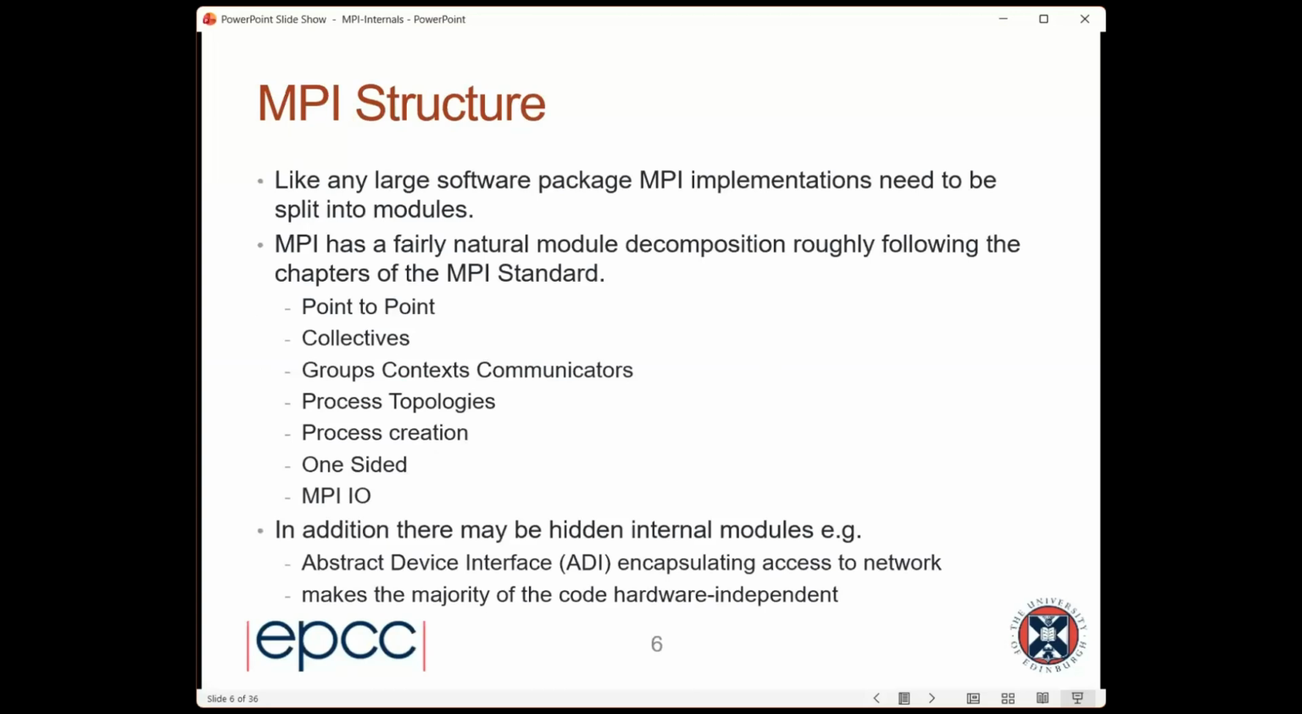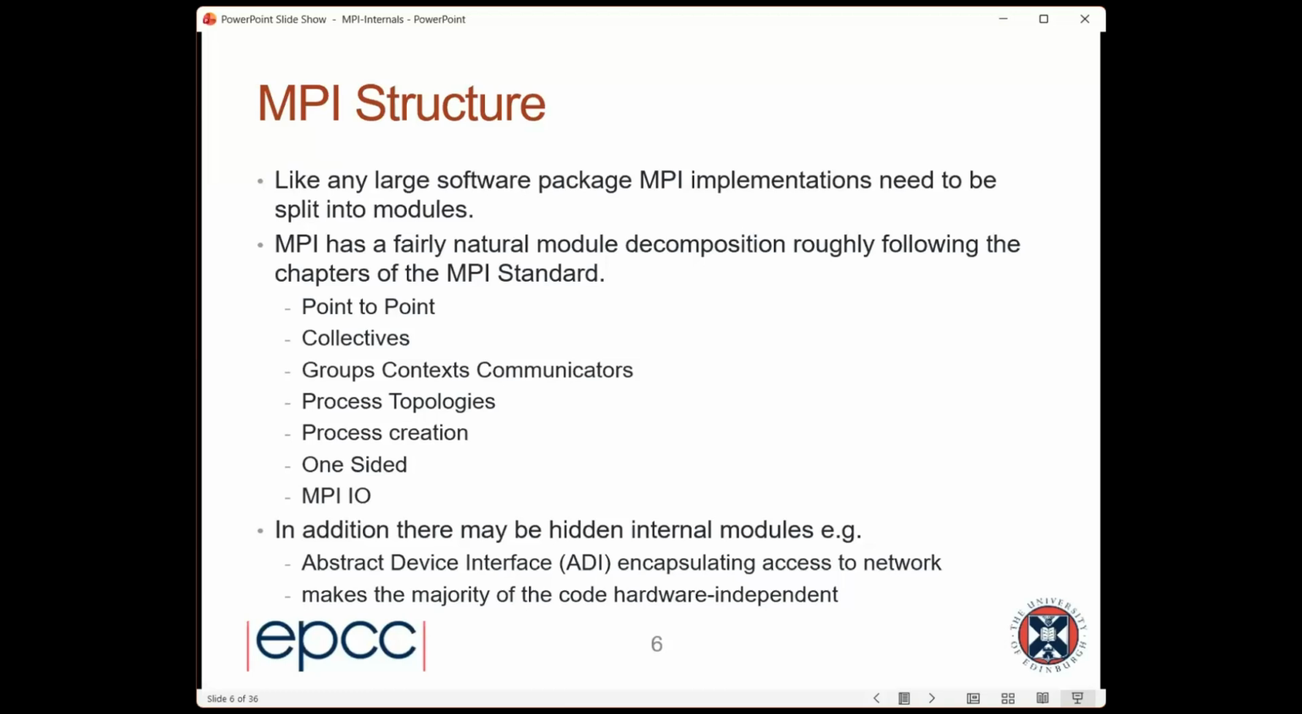So, like any large software package, the MPI library is divided into modules, but actually the natural split is to follow the MPI standard. The MPI standard has chapters on point-to-point, collectives, groups and contexts and communicators, process topologies, process creation, one-sided and MPI-IO, at least in the earliest versions of the standard. There's a lot more in there now. And so if you download an open source MPI library, you will probably get directories with source code appropriate for each of these topics. There may be hidden internal modules.